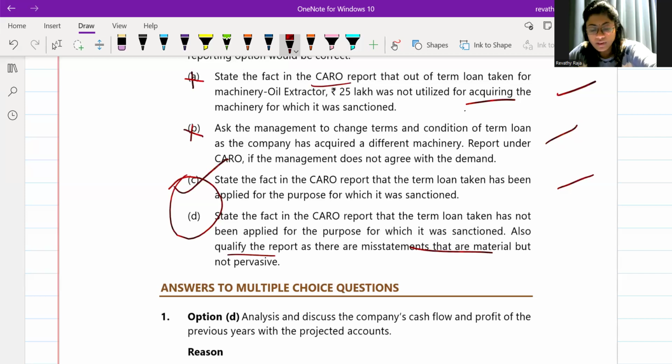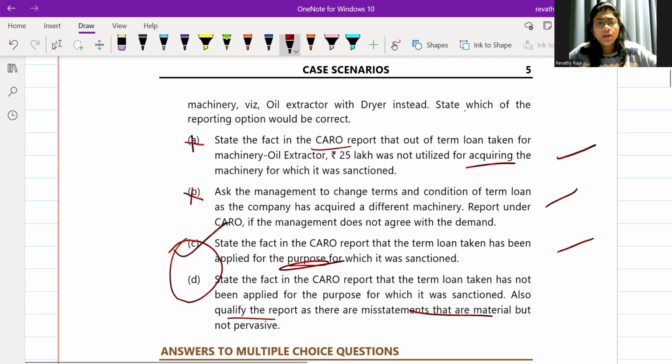Who's asking me why not A? At option A, they are saying in Caro you will say that 25 lakh was not utilized. Can you take out Caro? In Caro, can you take out clause 9? In that, what is the wording? Whether the loan was utilized for the purpose for which it is sanctioned. The exact wording of Caro is this. That's why we ruled out A. Are we clear?